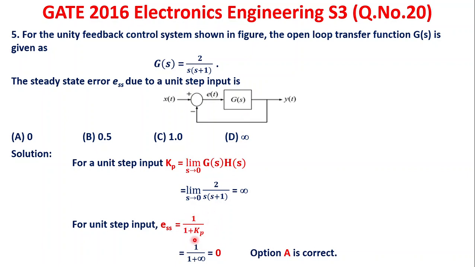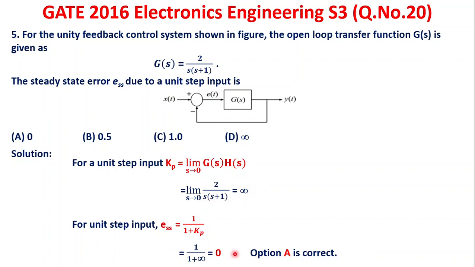We have studied in the error chapter in control systems, 1 by 1 plus kp. What is kp? Kp is nothing but position error constant. What is position error constant? Limiting value of g of s h of s as s tends to 0. That is limit s tends to 0, g of s h of s. H of s is 1, therefore g of s we have to simply substitute here. So kp is, as s tends to 0, it is infinity, so the error is 0.